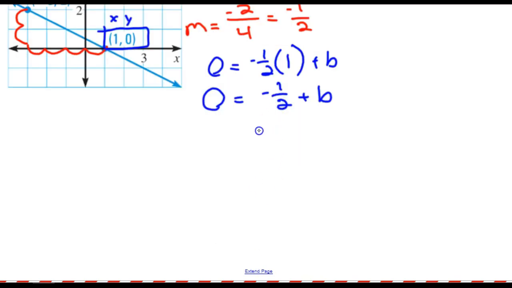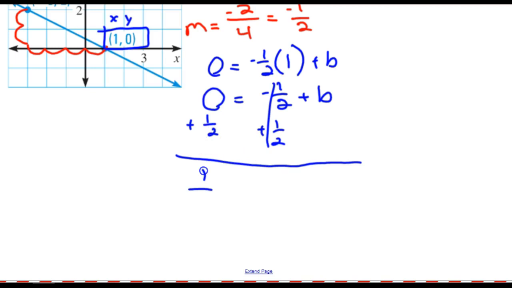Now it's the negative 1/2, so I'm going to add 1/2 to both sides. So 0 plus 1/2 is 1/2 equals b. So our new equation then is y equals negative 1/2 x plus 1/2.